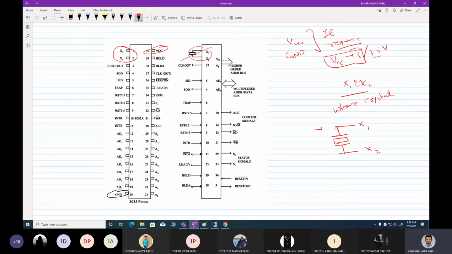And along with the crystal, you are going to connect two capacitors, and the values of the capacitors will also be provided by the manufacturer to provide stability for the oscillation, and this pin will be grounded. This is how a crystal is connected. So this will probably be 30 picofarad or 10 picofarad. We are not going into that. This is how it is connected.